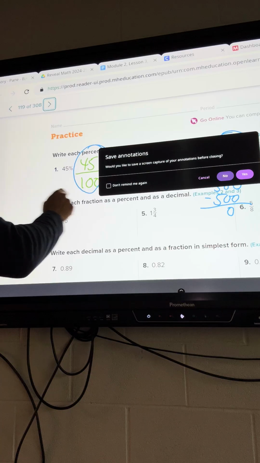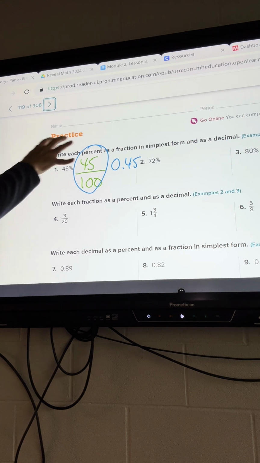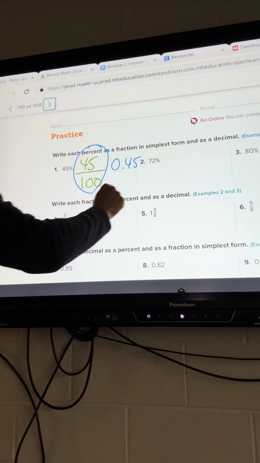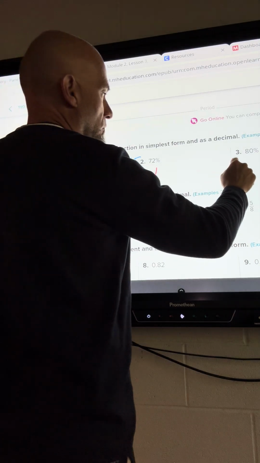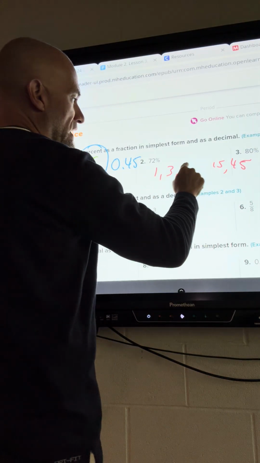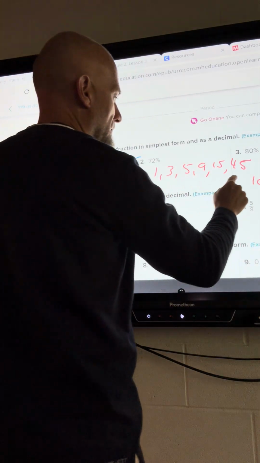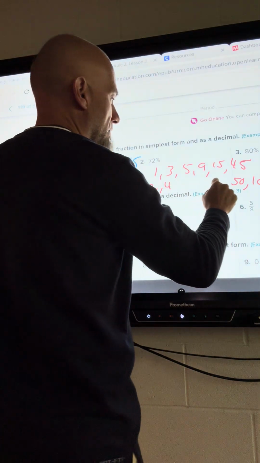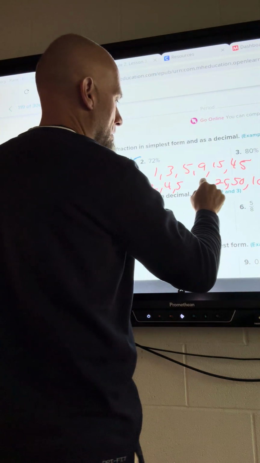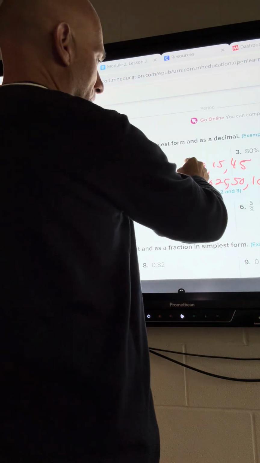And then it asks you to take the fraction and reduce it to simplest form. And that means you're just finding a common factor and using that to divide into both the numerator and denominator. So with 45, the factors of 45 are 1 and 45, 3 and 15, 5 and 9. And then the factors of 100 are 1 and 100, 2 and 50, 4 and 25, 5 and 20, and 10 and 10. So the one that's highest on both lists, the greatest common factor, is 5.